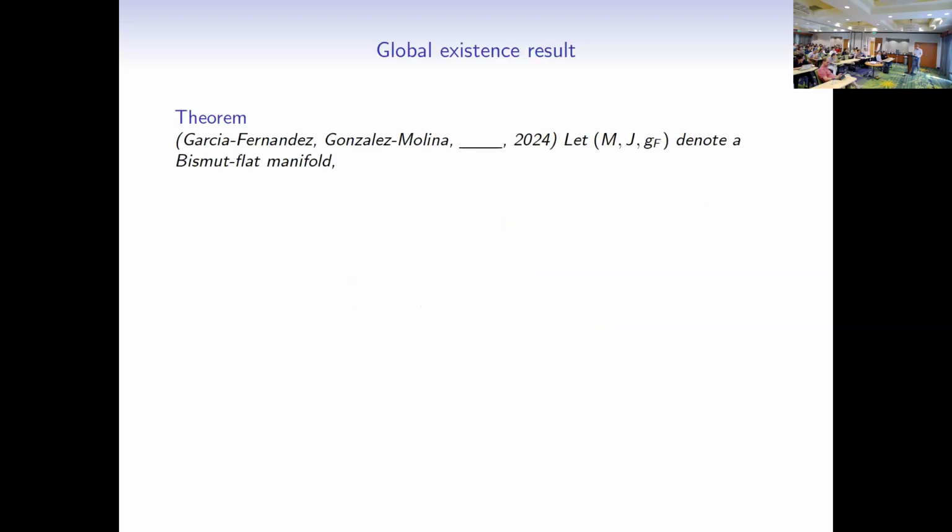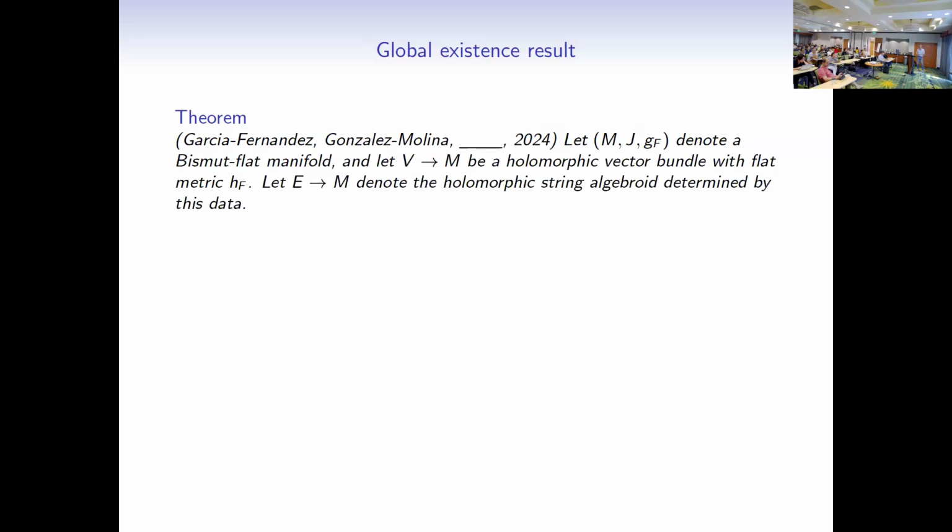Yeah, we also can prove a global existence result. So if I fix as my background a Bismut flat manifold. For instance, in the context of the Hull-Strominger system, they're very concerned with dimension 6. So here, for instance, you could take Calabi-Eckmann, like S3 times S3, as a Bismut flat metric. And then I'm going to pick a flat holomorphic vector bundle. So I sort of turn the vector bundle off, more or less. This determines a holomorphic string algebroid.